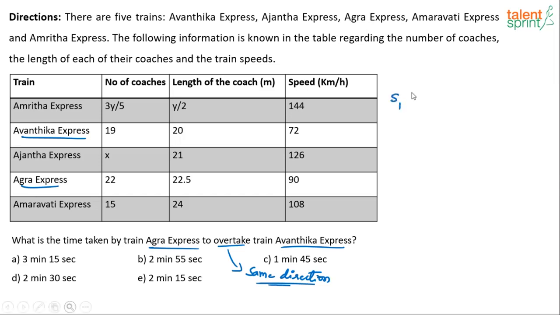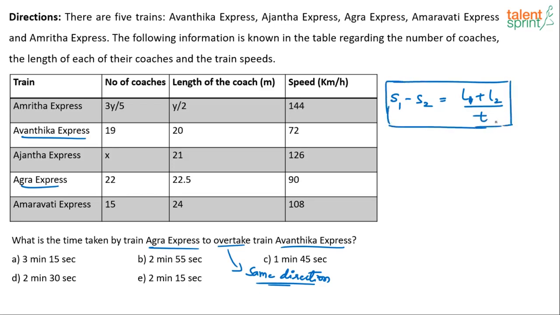Speed of the first train minus the speed of the second train, length of the first train plus length of the second train divided by t. This is the formula to be used. We have discussed this in detail in our videos. Please refer to the time and distance videos. Now he's asking us to find out the time taken by Agra Express to overtake Avantika Express.